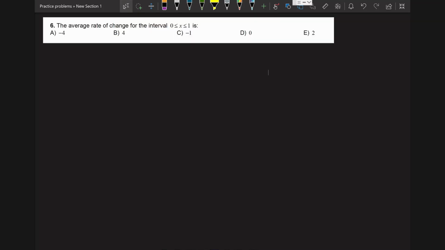Okay, so moving on to question 6. The average rate of change from x equals 0 to x equals 1. Since it's the average rate of change, the formula is pretty much the same as the slope formula from grade 9. So AROC, which is average rate of change, is equal to y2 minus y1 over x2 minus x1, which is equal to f of 1 minus f of 0 over 1 minus 0.